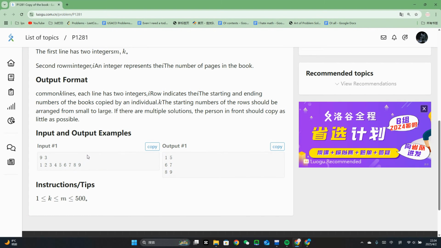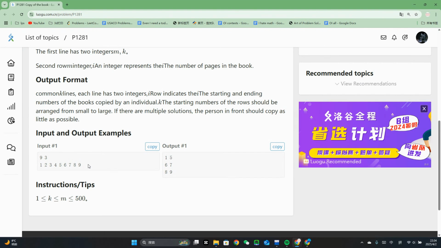However, you can only divide the books such that every single person copies a contiguous region of books. So you can have, say, person 1 copy 1, 2, 3, person 2 copy 4, 5, 6, and person 3 copies 7, 8, 9. But you cannot have person 1 copy 1 and 4, person 2 copy 2 and 3, because person 1's region is not continuous. Also, you cannot have the regions out of order, because you have to have it so that it's 1's region and then 2's region and 3's region.